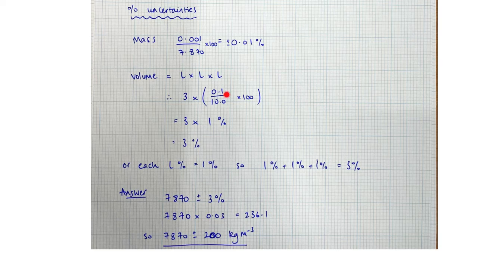So we know that one of the lengths, 0.1 over 10, times 100, gives 1%, but there's 3 of them, length, length, length, 1 plus 1 plus 1. Then we know that the volume error is 3%. So we then know that we've got 3% and 0.01%. Now 0.01% is neither here nor there, plus we've got values with just one significant figure, so we would say plus or minus 3% because it's to one significant figure. So then we'd do 7870 times 0.03, turn it to a decimal, which gives 236.1. And again, think about significant figures carefully. So then we have our final answer, as you can see at the bottom.